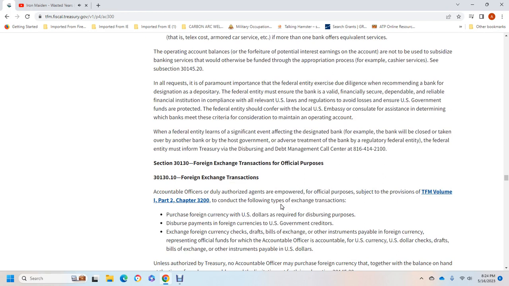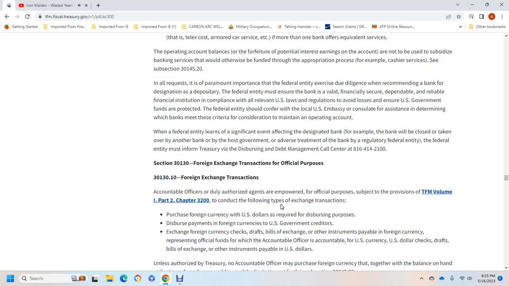Section 130, foreign exchange transaction for official purposes. Foreign exchange transactions are accountable off of a duly authorized agency for the power of the official purpose, subject to the Treasury Financial Manual, Volume 1, Part 2, Chapter 3200, for the conduct of the following checks for the exchange transaction: purchase of foreign currency for the U.S. dollar required for the disbursing purpose of disbursing payment, foreign currency for the U.S.